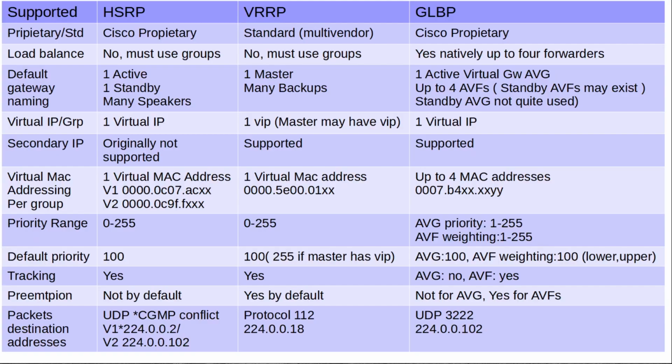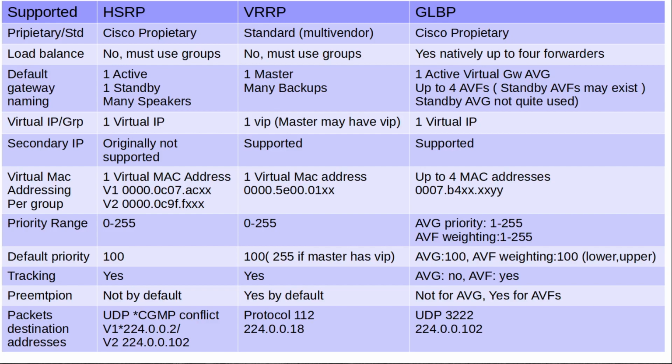HSRP and GLBP are proprietary, whereas VRRP is a standard. HSRP and VRRP can achieve some level of load balancing using groups, whereas GLBP can provide you with better load balancing across up to 4 devices using one of 3 different methods.